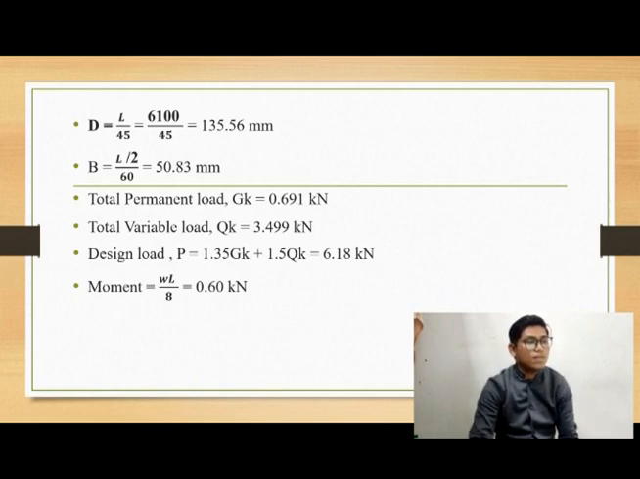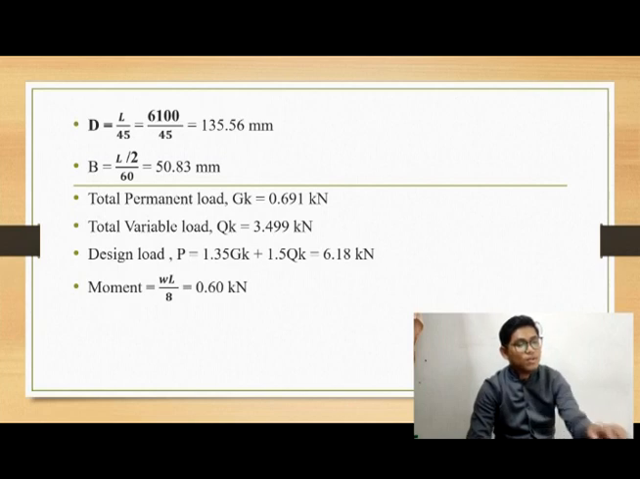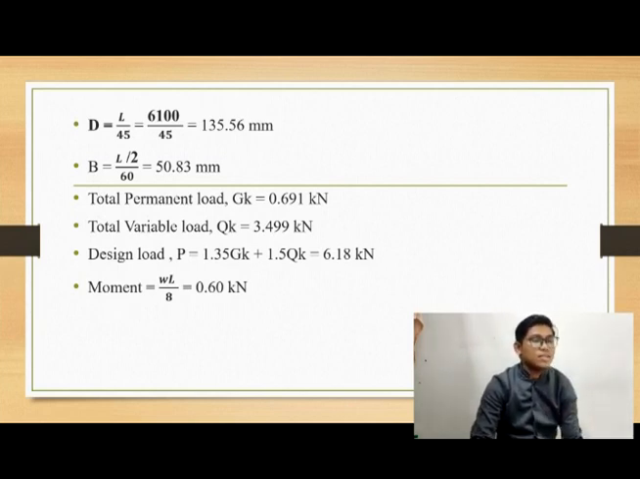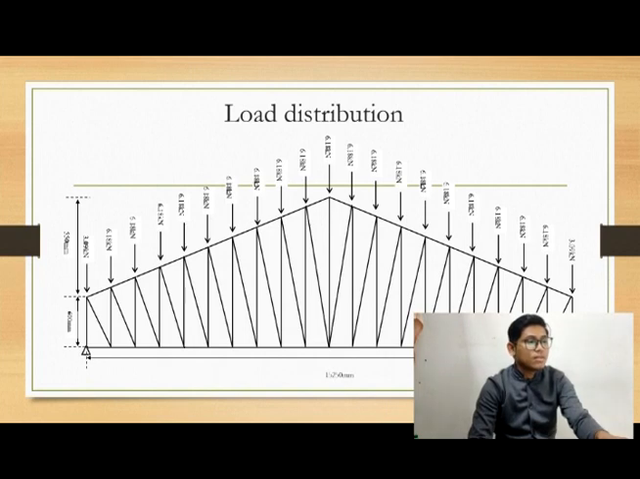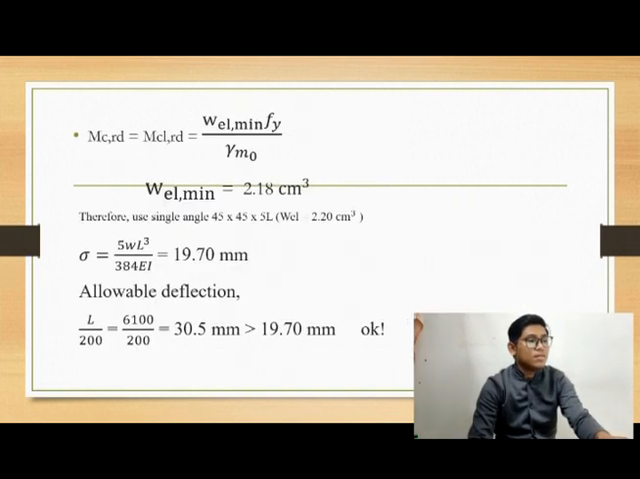So the moment that we calculate, we get 0.60 kN. This is our load distribution, the sketch of the load distribution. Next we calculate the MCRD. For the MCRD, we use the formula WL mean Fy divided by M0. WL mean we get 2.18 centimeter cubed. Therefore, we use a single angle 45 times 45 times 5L, which is 2.20 centimeter cubed.